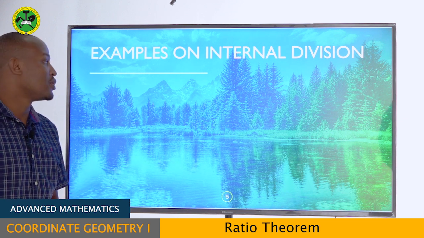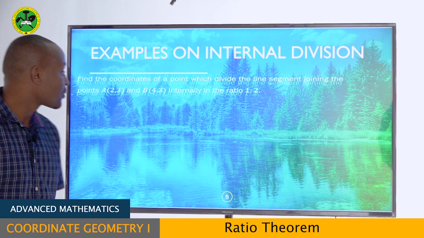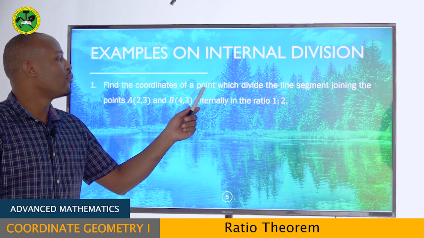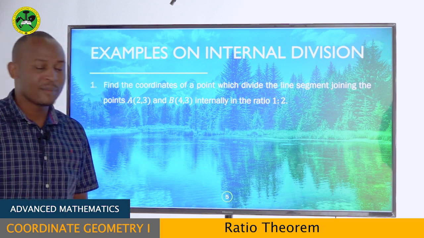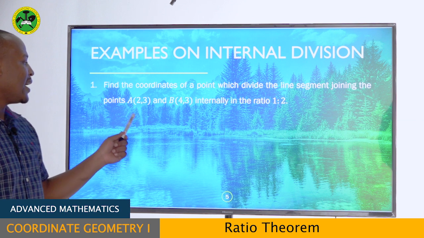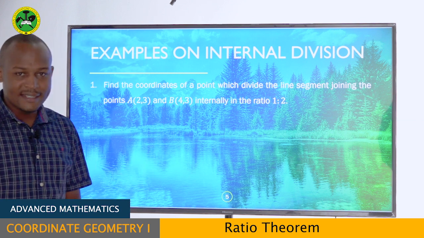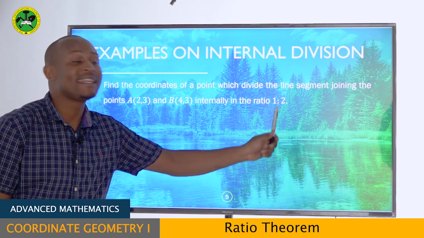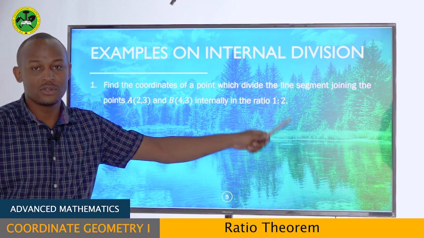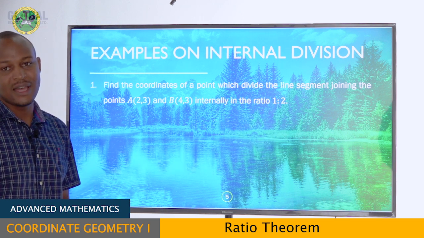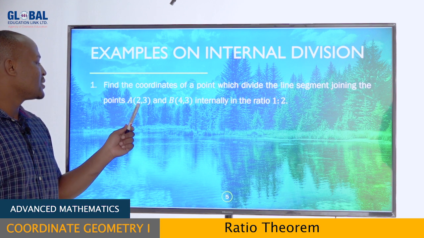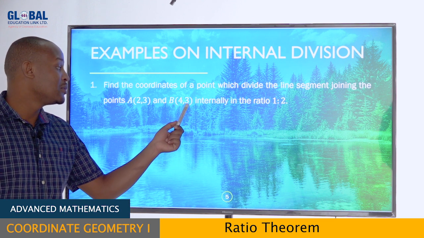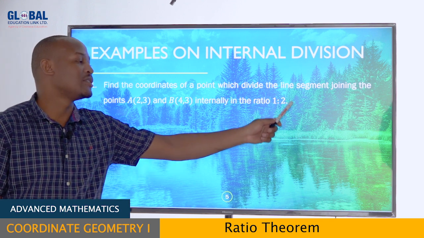Examples on internal division. Example number 1 says, find the coordinate of a point which divides the line segment joining the points A (2, 3) and point B, that is (4, 3), internally in a ratio 1:2. Now let's see how we can do that. That is to say, if we call this x1 and this y1, and if that is x2, that means that will be y2, and that is m, that will be n.